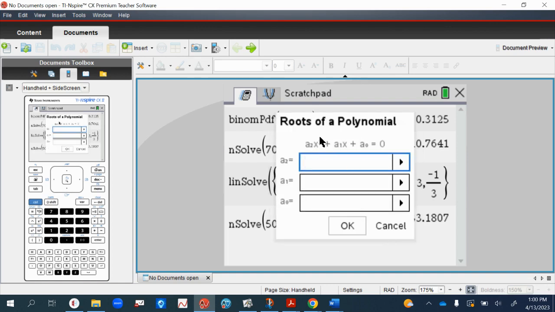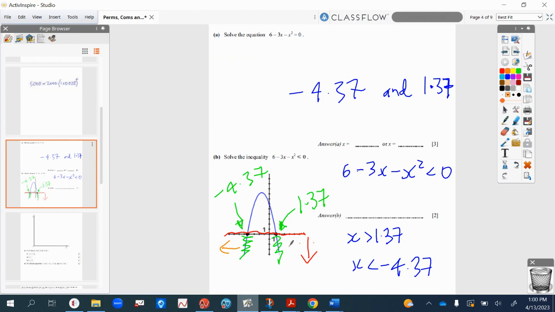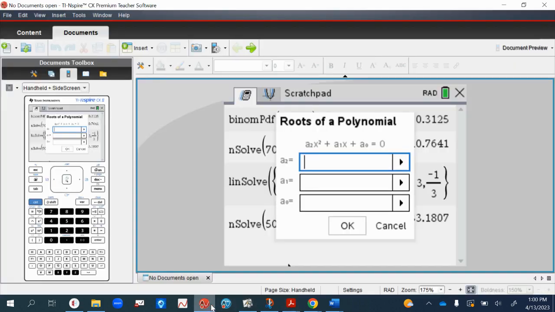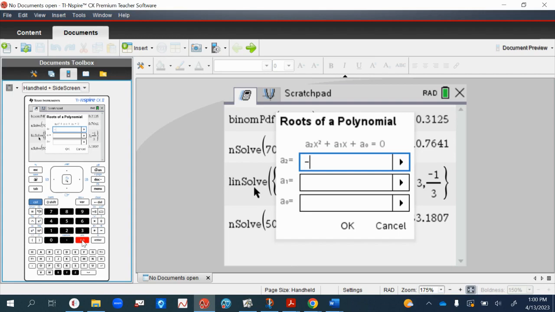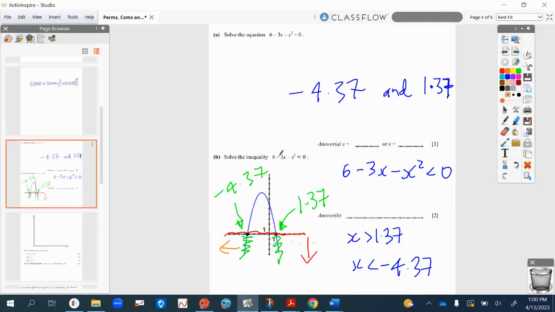So you click on OK, and then you just have to fill in the coefficients. But you need to take a little bit of care here. So the coefficient of x squared is a2. So let's look. What's the coefficient of x squared? Well, it's minus x squared. So it's minus 1 is the coefficient. Remember, when you're putting in a negative number, you have to choose this little negative in brackets. So that's minus 1. Then we look at the coefficient of x.